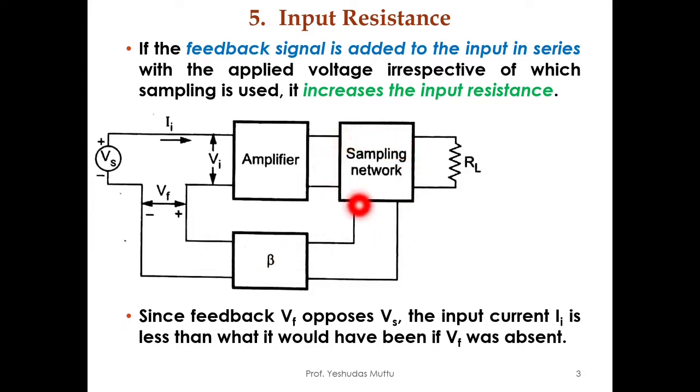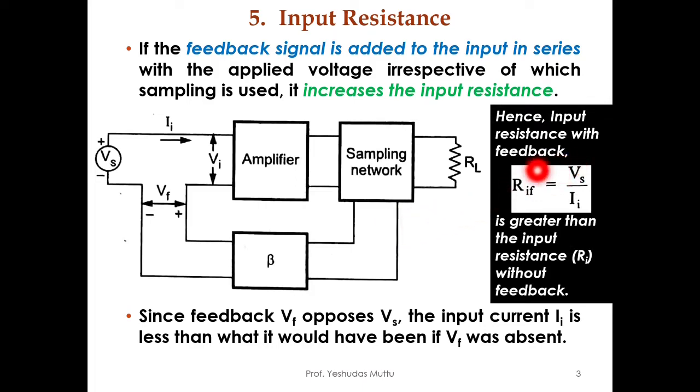Irrespective of what is the output, that is the reason this sampling network is kept as it is. It is not shown in parallel or series, because we are concerned about input resistance. And the input resistance with feedback is given as RIF is equal to Vs by II. This is Vs, and this is II. Definitely it is greater than the input resistance Ri without feedback.